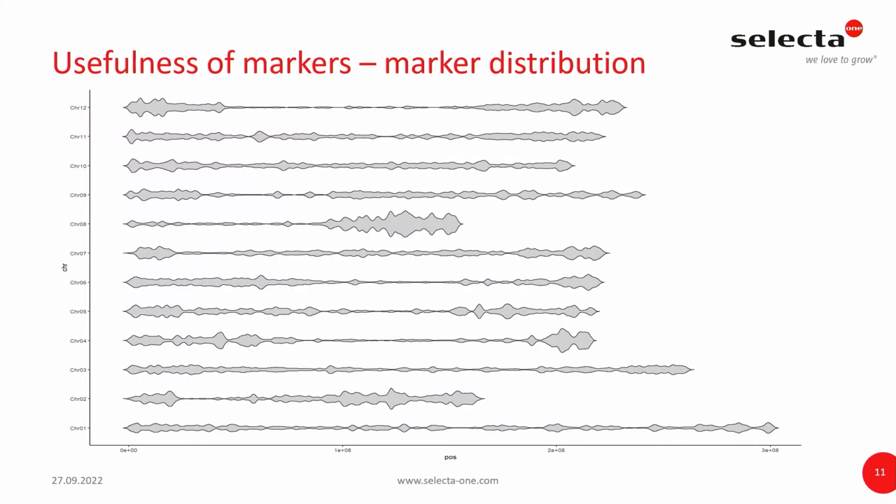One I show here, or display in this case, is after a kind of quality check that we have gained 30,000 markers for this crop, distributed over the 12 chromosomes. And with these violin plots, as they are called, you see where they're located. The wider it is, the more markers are located on this location, on this part of the chromosome.